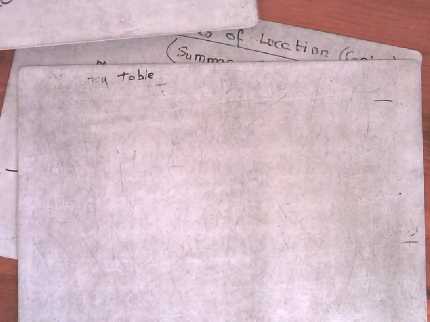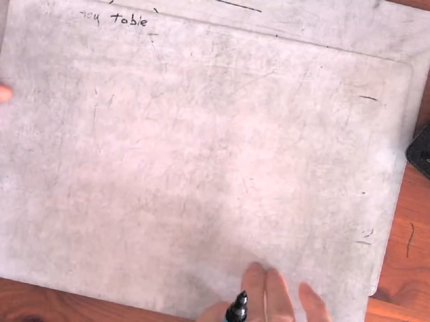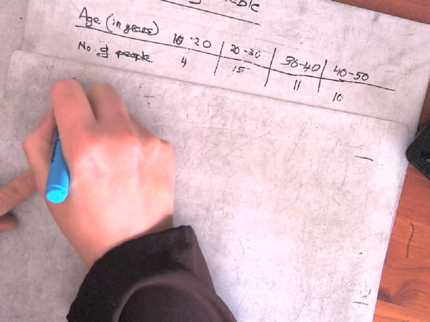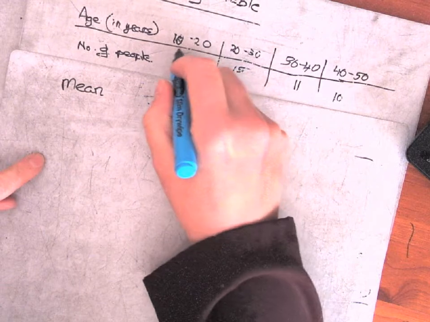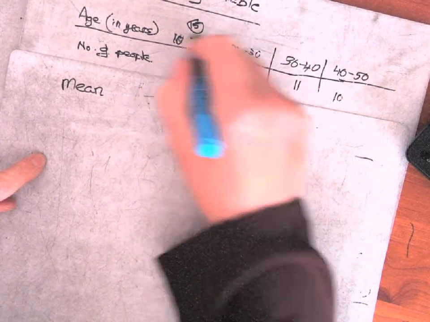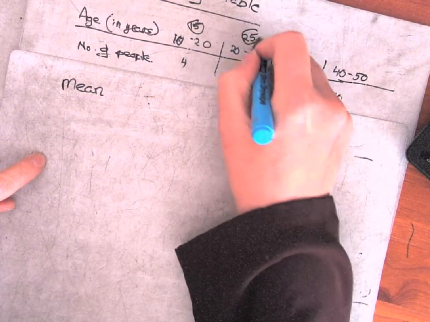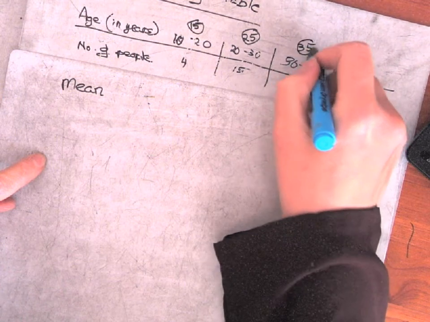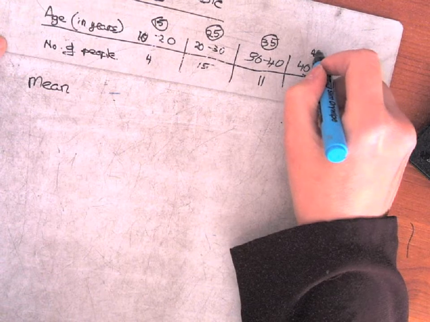So to get the mean, you need to use what's called mid-interval values. You need to get the value that's halfway between 10 and 20, so that would be 15. If you're not sure, you add them and divide by 2. 20 and 30 makes 50, divided by 2 is 25. 30 and 40 is 70, divided by 2 is 35. 40 and 50 is 90, divided by 2 is 45. So they're your mid-interval values.